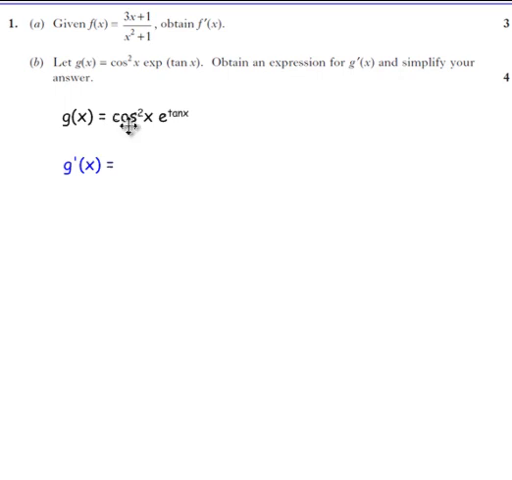The product rule tells us to differentiate the first function, cos squared x. Differentiating cos squared x, that's cos x all squared in brackets, will be 2 times cos x times the cos x differentiated, which is negative sin x. So that will be negative 2 cos x times sin x times the e to the tan x left as it is.